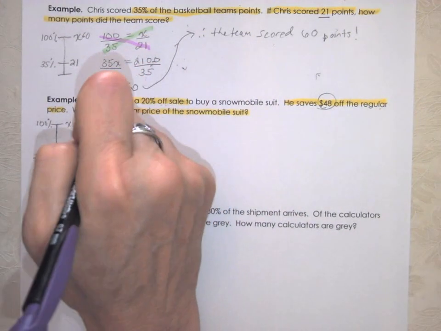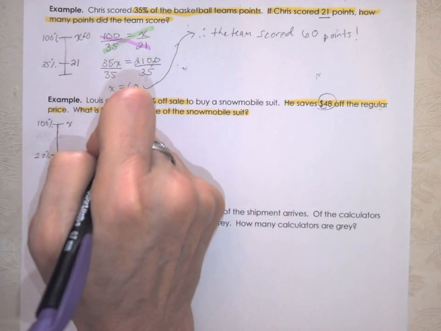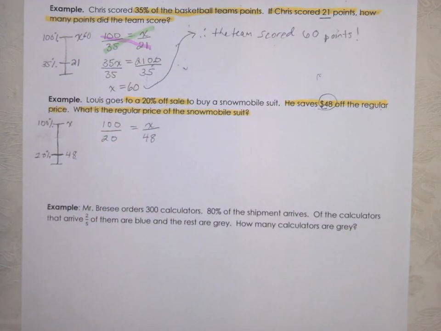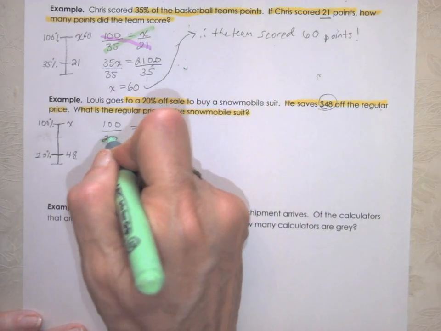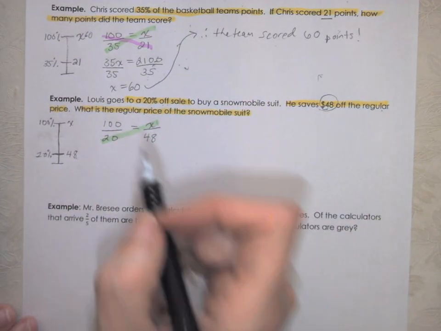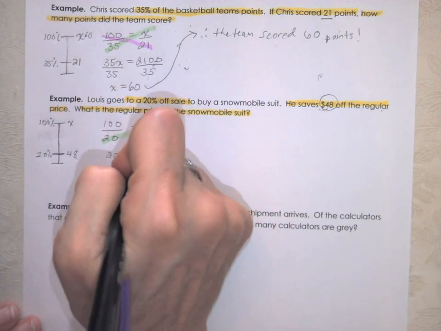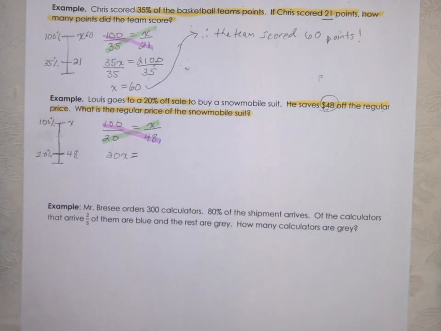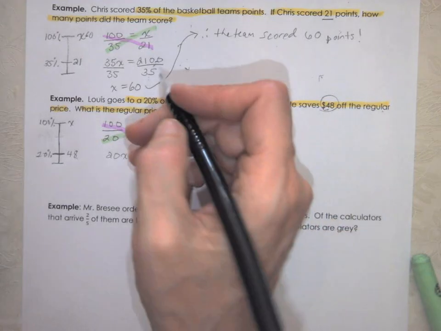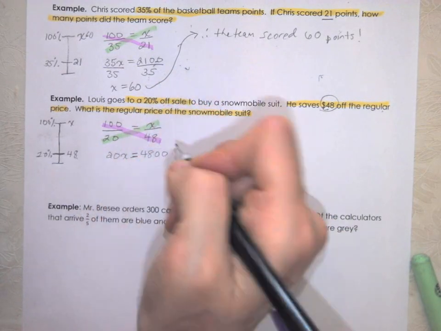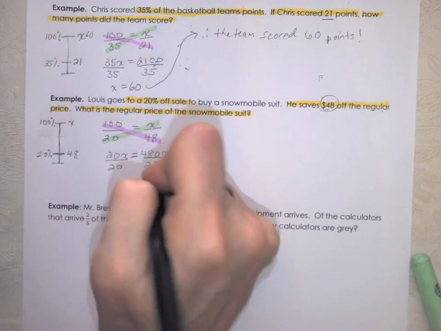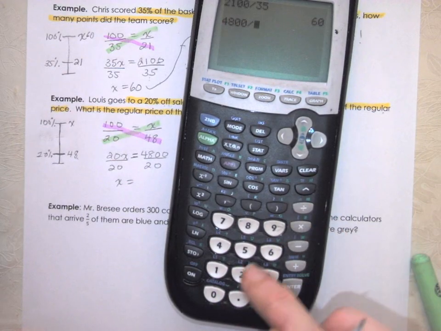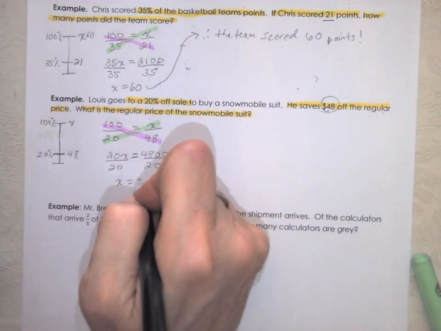All right, so now we can set our proportion up. 100 over 20 equals X over 48. Find your X and cross. So 20X, don't forget the equal sign in the middle because it's an equation. Proportions are equations, just they're nice and easy ones to solve. So that's going to be 4,800 divided by 20. Gives me $240.